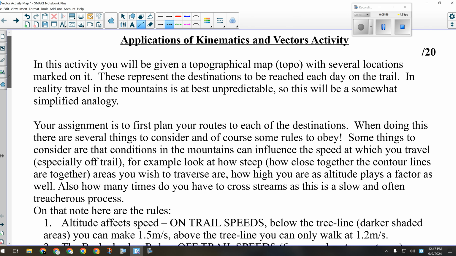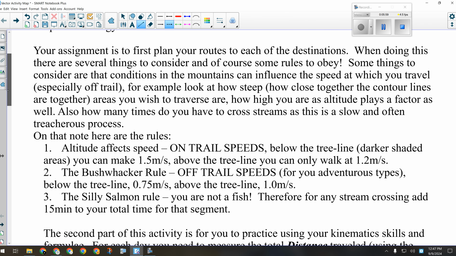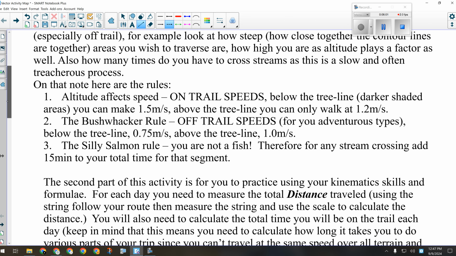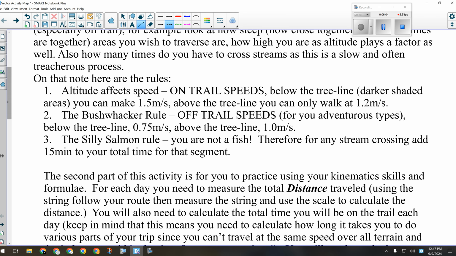you will see that the speed is one of the rules. Because there are rules to this assignment. The first rule is altitude affects speed. So if you are on the trail below the tree line, that means you're in a green part of the map, you can walk at 1.5 meters per second. If you are on a trail above the tree line, you can walk at 1.2 meters per second, because oxygen gets thinner and you get slower. If you've ever done any climbing or hiking in the park, you know.